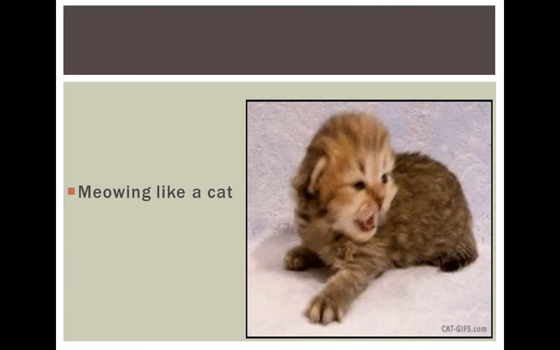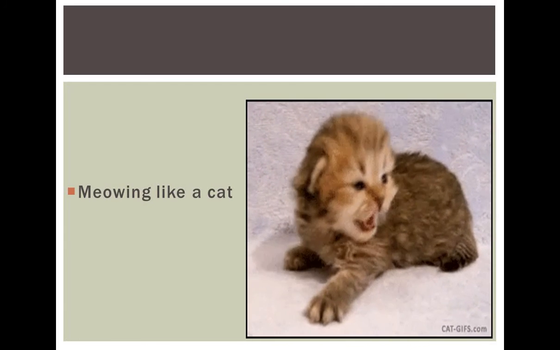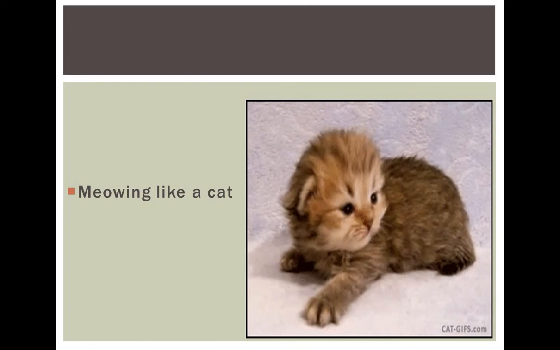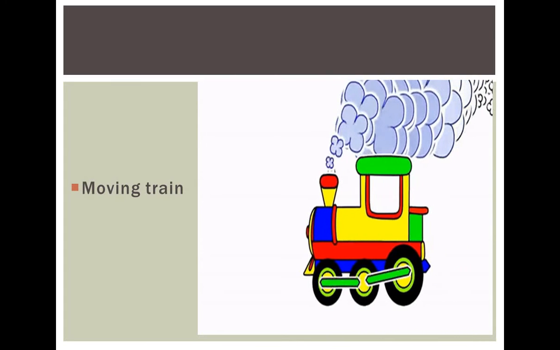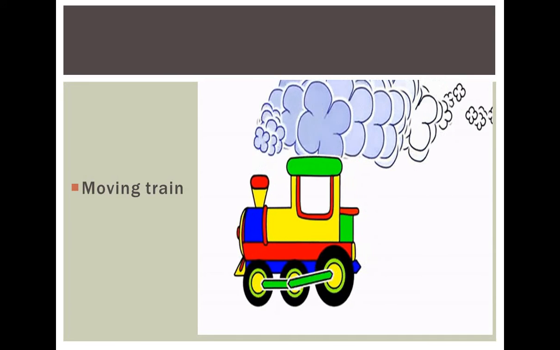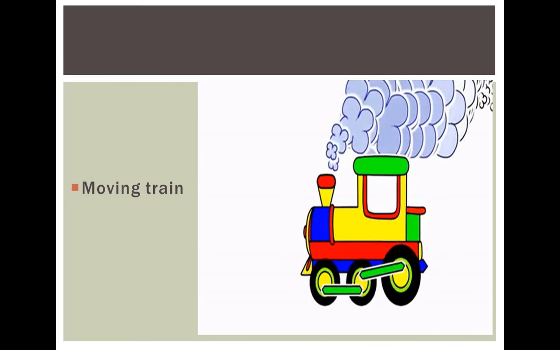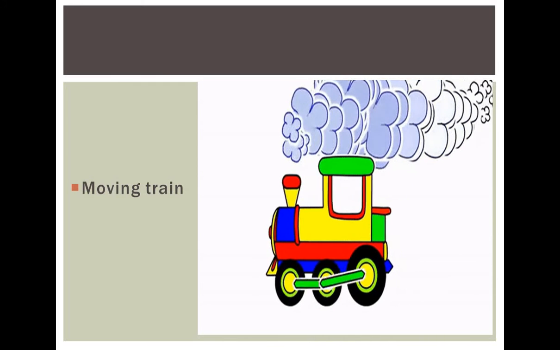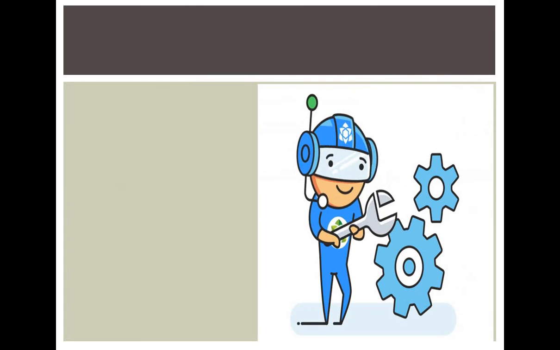Also, we have meowing like a cat. The cat also follows a rhythmic activity, which makes them do a repeated pattern as they meow. The train is another example of a rhythmic activity. Now, as its wheel moves, it follows a repeated pattern, as you can see in the picture below. The wheel is moving, and as it's rolling on the rail, it follows a repeated pattern.